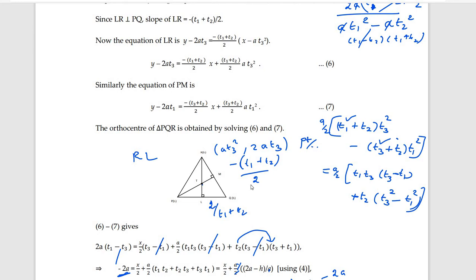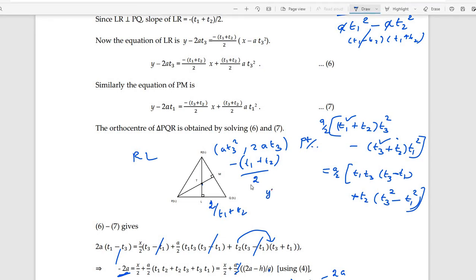The chord joining P and Q is nothing but y(t1 + t2) = 2(x + a t1 t2). So from this, the slope is obviously 2/(t1 + t2). For the perpendicular, this is the slope. So we know the slope and a point, so we can easily write out the equation of RL or LR. In the same way, PM is written. Our aim is to solve these two, that means we have to get the values of x and y.